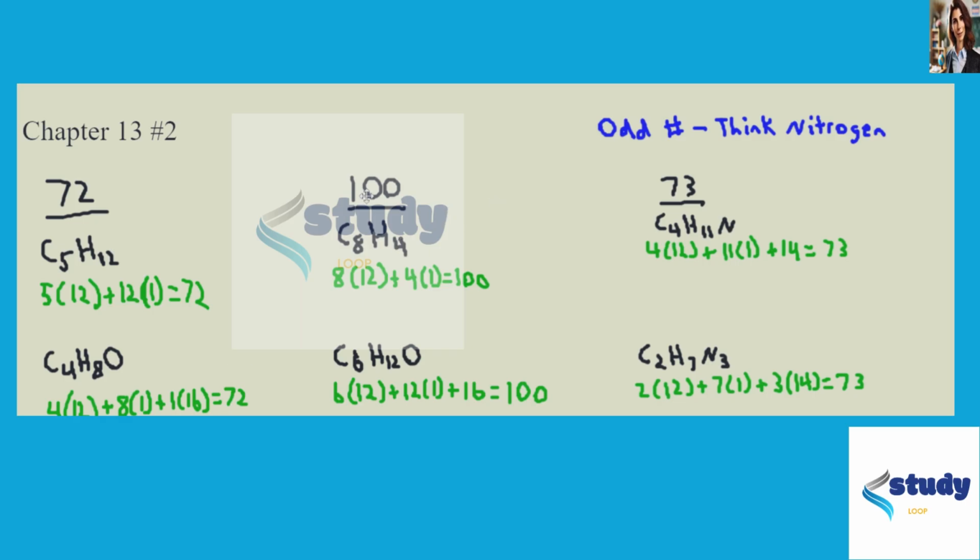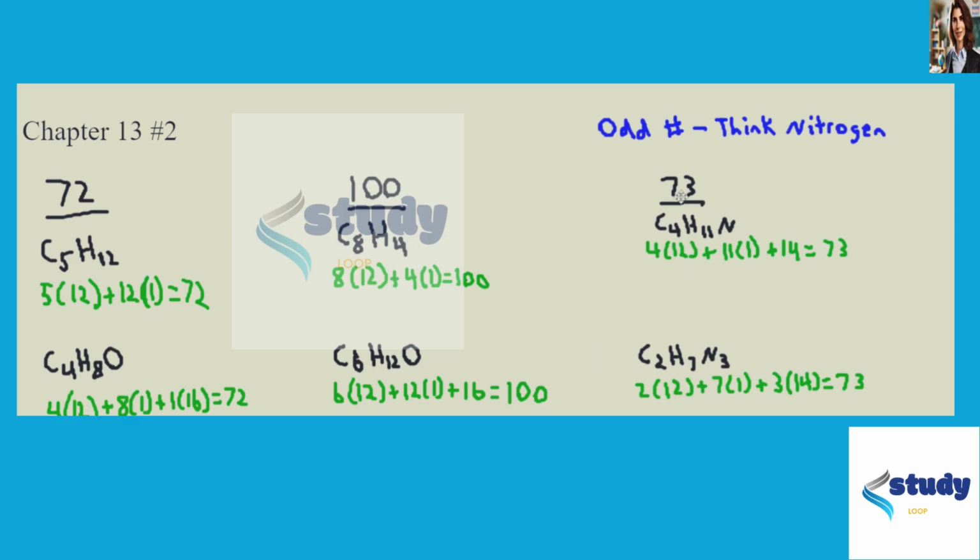So the answer to the next ion, 100, is pretty much exactly the same. You just find combinations that will add up to 100. And so, again, the simplest one, just carbon and hydrogen, is going to be 8 carbons at 12 apiece and 4 hydrogens at 1 apiece. Again, if you wanted to include an oxygen, just as it's drawn out here, C6H12O, if you do the math, that will add up to 100 for you.